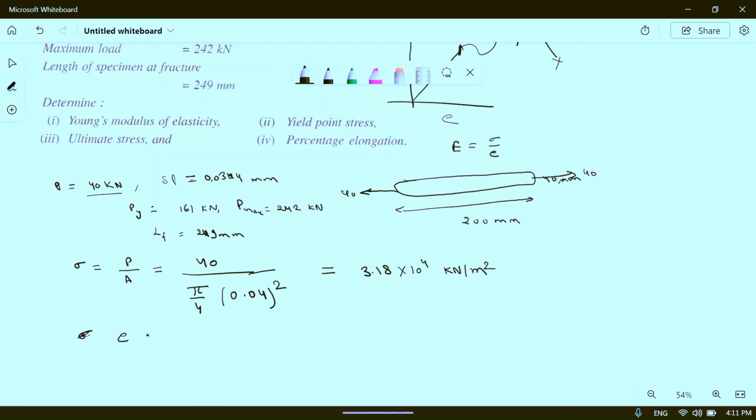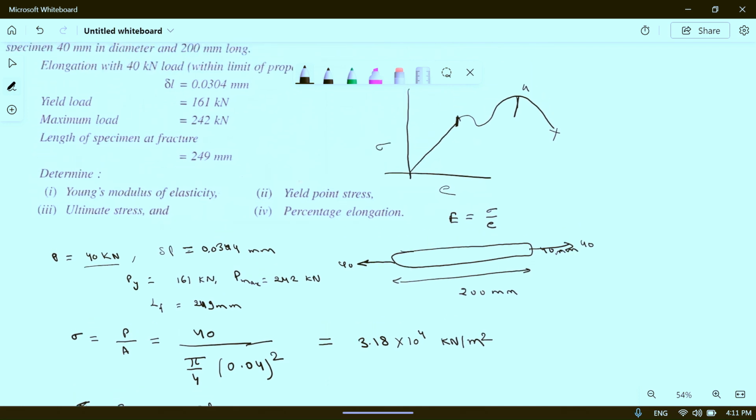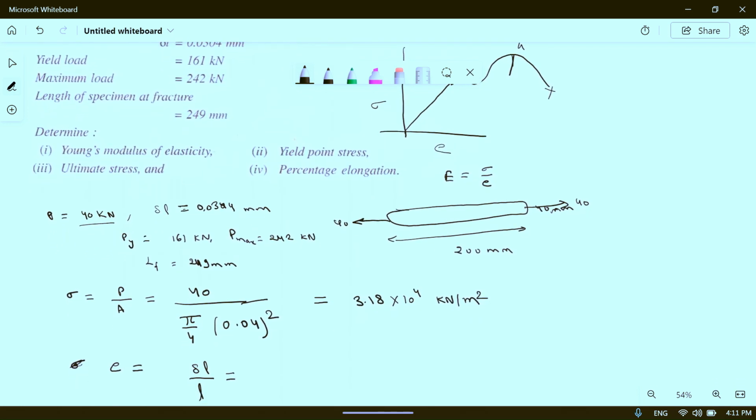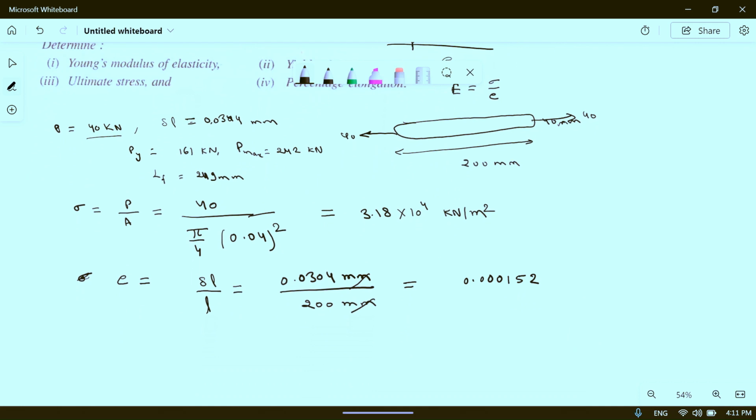Okay, now if you calculate strain, then strain epsilon is equal to delta L by L, which is equal to, what is delta L? 0.0304 mm divided by initial length 200 mm. So mm will be cancelled, it will be 0.000152. This is strain.